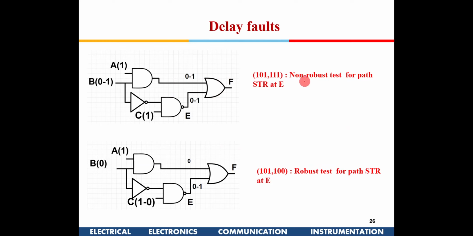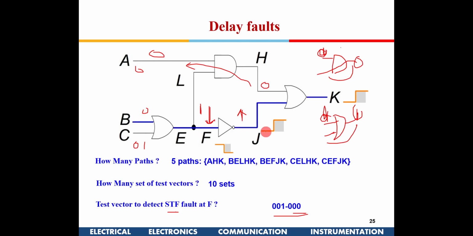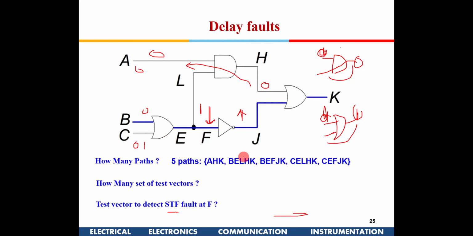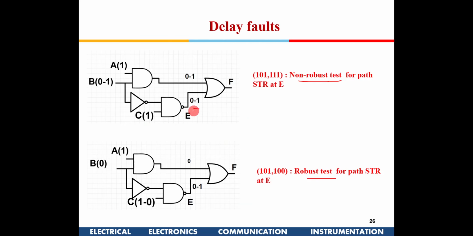Now there is something known as non-robust test and robust test. Now for finding out whether a fault is here, what does STR stand for? If you go back, slow to rise. So if I have to find a slow to rise fault here, I have to make a transition 0 to 1 here. So if I give this test vector followed by this test vector, then here also it will make a transition, and here also it will make a transition. So I cannot be very sure that what I am observing here is because of this or because of this. So this is non-robust, so this is not a very good test vector.